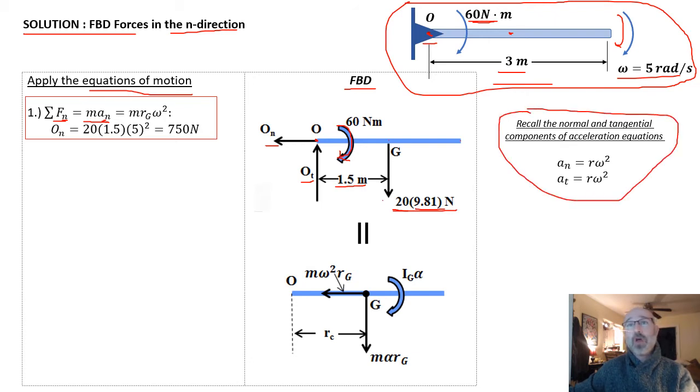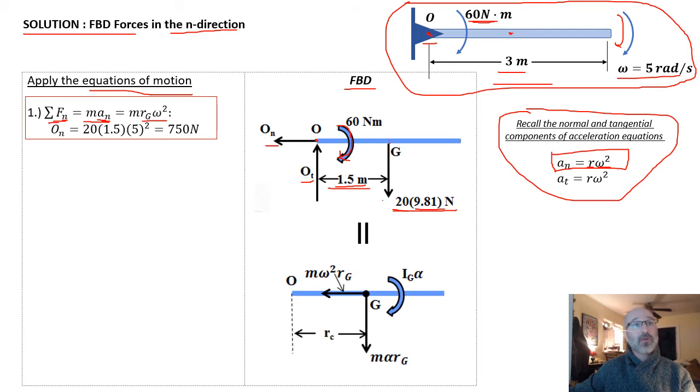I can recall for the normal and tangential components of my acceleration equations, I have these relationships. So let's just look at the normal. Our a sub n, our normal component of our acceleration, is equal to r omega squared, where I have my r, my 1.5 meters, and I have my omega given to me as 5 radians per second in the problem statement, so I can plug those in right here. So my a sub n is now r sub g omega squared, where r sub g is 1.5 meters. Now that I have the right-hand side with known values, and I've dealt with this a sub n, let's look at the left-hand side.